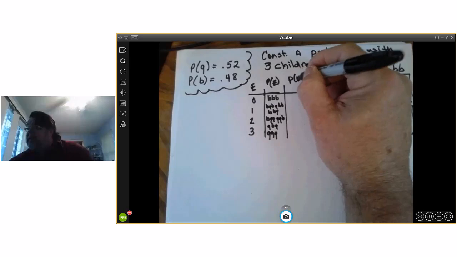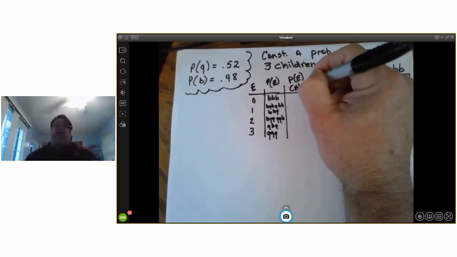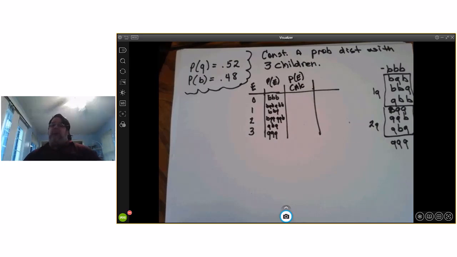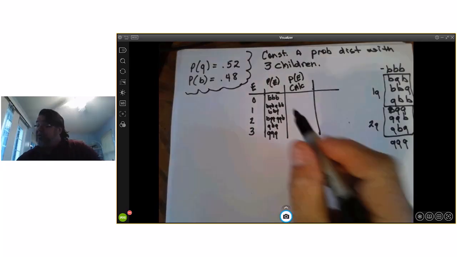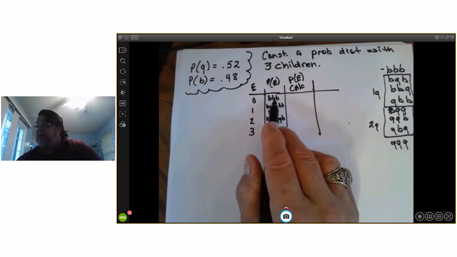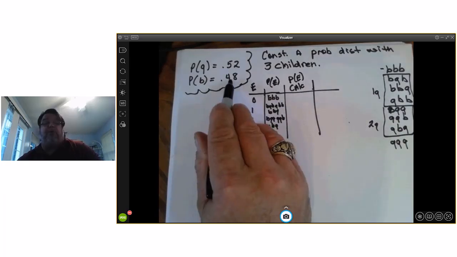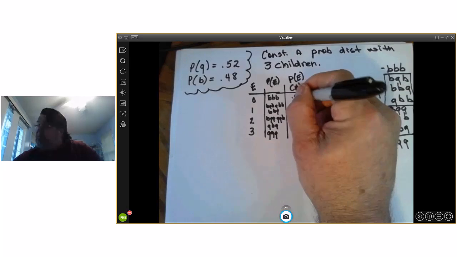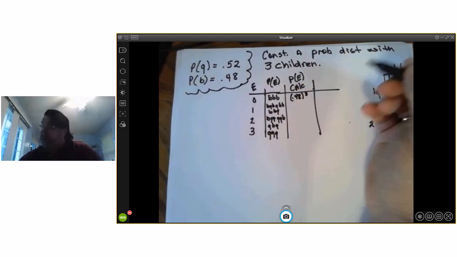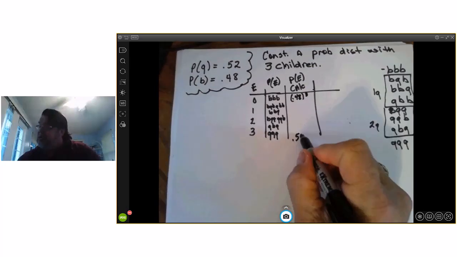Probability of E calculated. Now, I'm not going to ask you this on a test, but you will have to construct one like on a real small one on a standardized test or a homework problem. I'm just going to show you how to construct it. Now here, we've got 3 boys. The probability of a boy is 0.48. So that's going to be 0.48 to the 3rd power. And this is going to be 0.52 to the 3rd power.